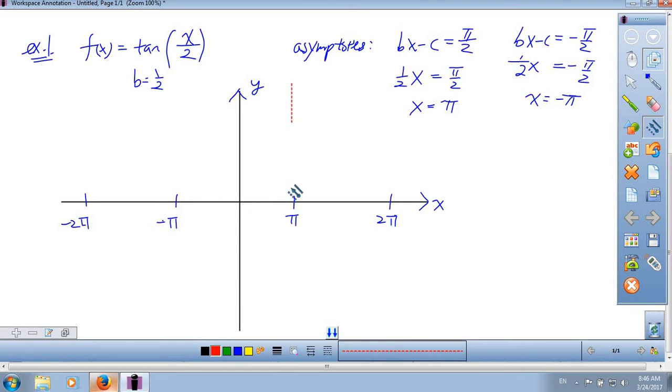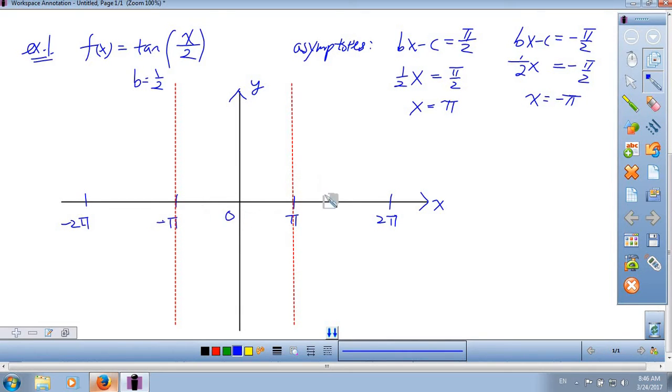Let's use dashed lines. I know on the actual graph you don't see them. That's why we use dashed lines, but it's important for us to use dashed lines in our own sketch so that we know exactly what's going on. So that tells us the period is actually 2 pi. Why is the period 2 pi? Because from asymptote to asymptote is 2 pi.